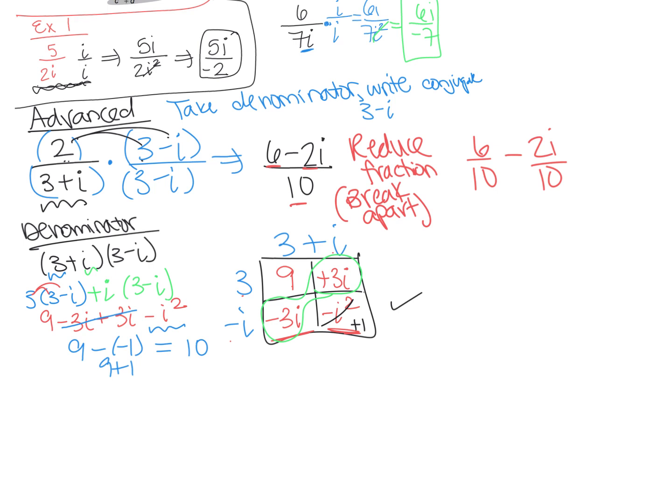All I'm doing is making sure this 10 goes to both pieces, right? It's kind of like a heart. And then I reduce. So 6 over 10 reduces, divide by 2, to 3 over 5. 2i over 10 reduces to i over 5. So this would actually be my final answer. Now, we're going to do some on your homework like that to practice a little bit more.